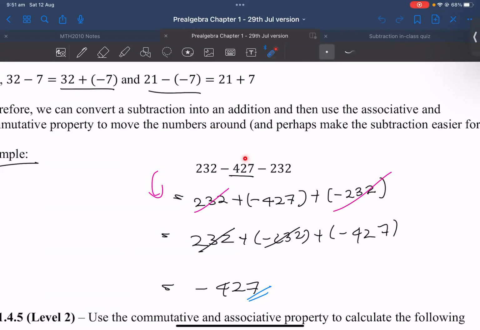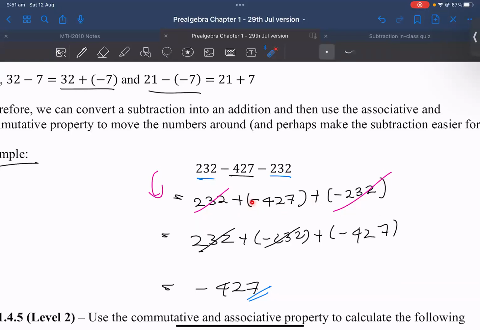232 minus 427 minus 232, right? If you notice, the idea is that these numbers are basically the same thing. They're the same thing but opposite signs. So you feel like they should cancel somehow. But obviously with subtraction you can't move around. What you do is you convert them into an addition problem. So it becomes 232 plus negative 427 plus negative 232.